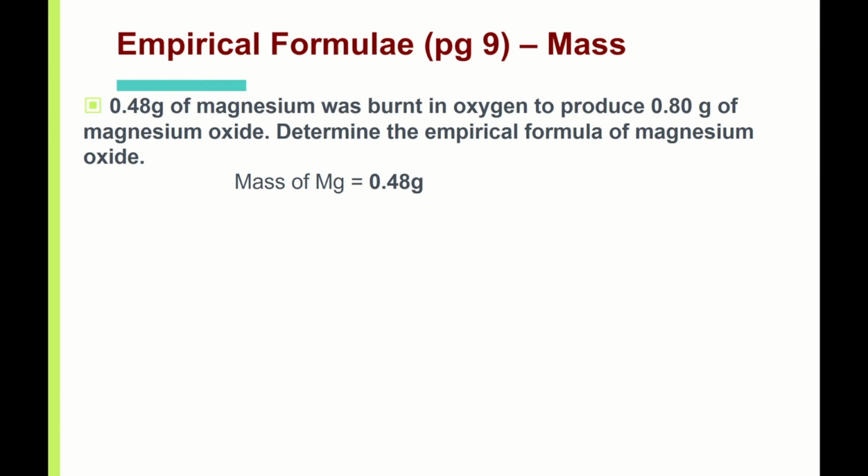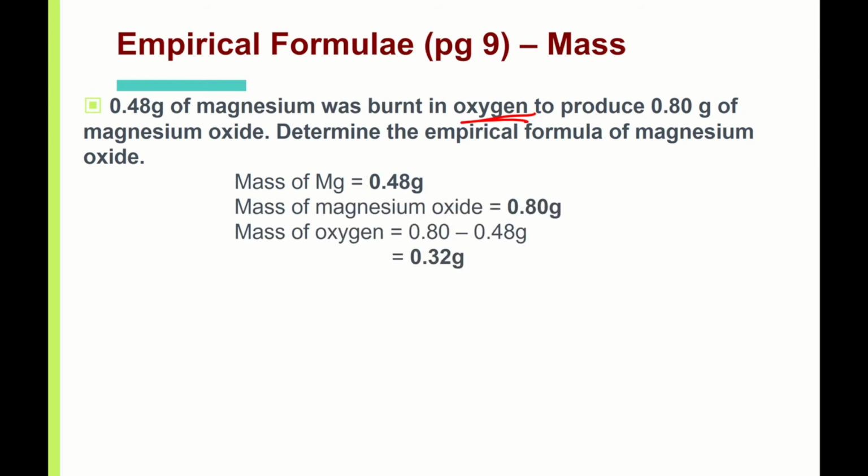And then when you burn to produce magnesium oxide, let's say you don't know what the formula is. At this stage, you don't know the formula, but you know that there is oxygen. When oxygen is added, the weight becomes 0.8 gram. So, mass of oxygen is 0.32.